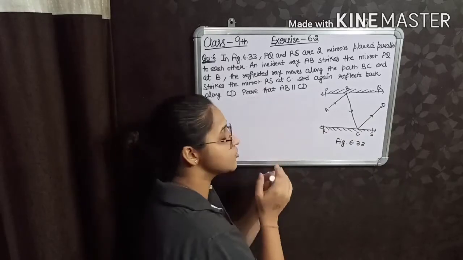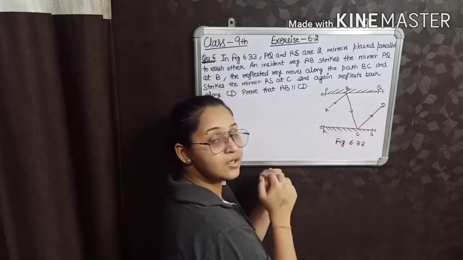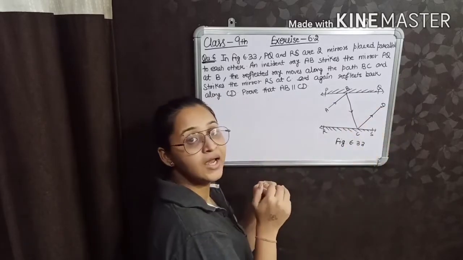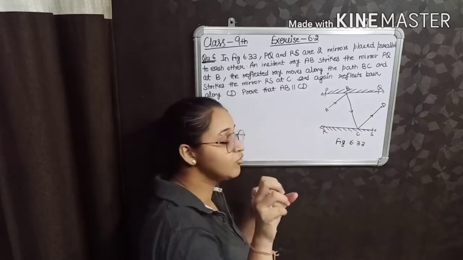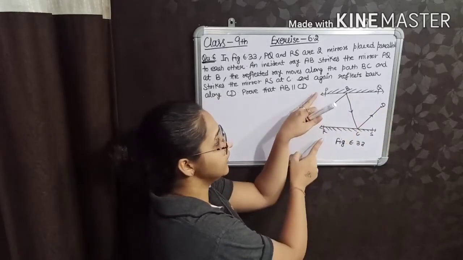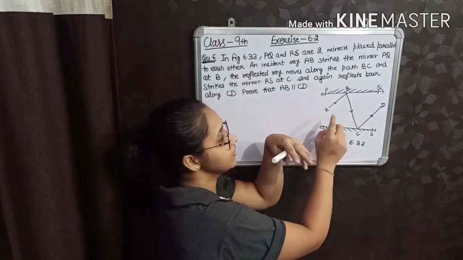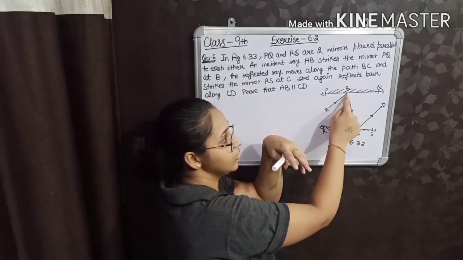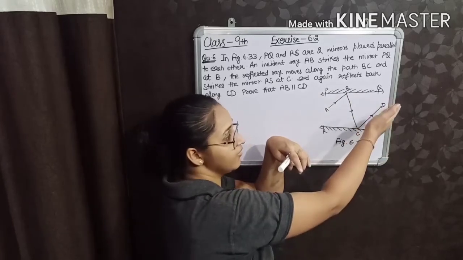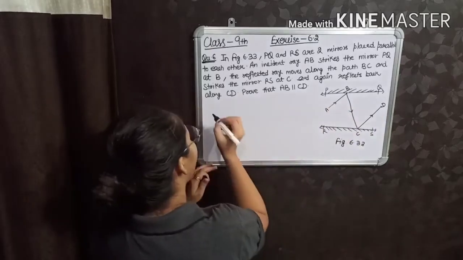Now prove that AB is parallel to CD. AB is the incident ray and CD is the reflected ray, and we have to prove that AB is parallel to CD. I am explaining again. These are two parallel mirrors, such that when one ray is incident on this mirror, it reflects back along the path BC, and then again it reflects back along the path CD. We have to prove these two rays are parallel. How will you start?